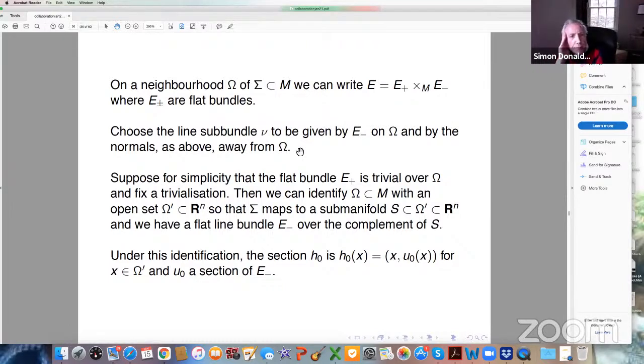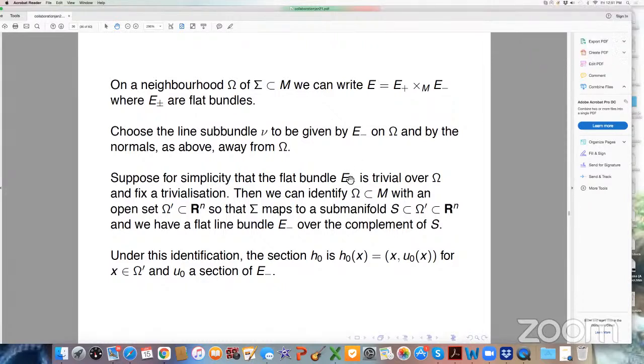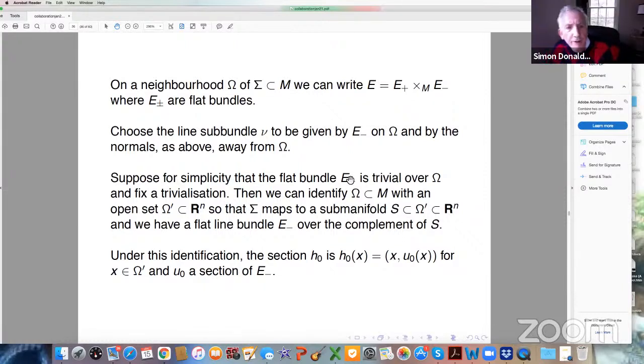So now, for simplicity, let's suppose that this flat bundle E plus is actually trivial over this open set, and we fix the trivialization. So the fibers of E plus have a fixed identification with Rn. Then our hypothesis means that we can identify a neighborhood of sigma in M with some open set in Rm, and so sigma corresponds to some submanifold S inside this open set.